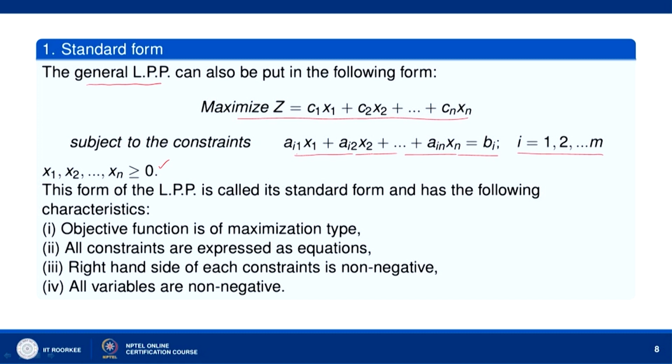So, here the constraints are all of equality type. We have ai1 x1 plus ai2 x2 and so on ain xn equal to bi. So, we are given m equations here, there must be m equations, and the objective function must be of maximization type. This form of the LPP is called its standard form, and it has the following characteristics.